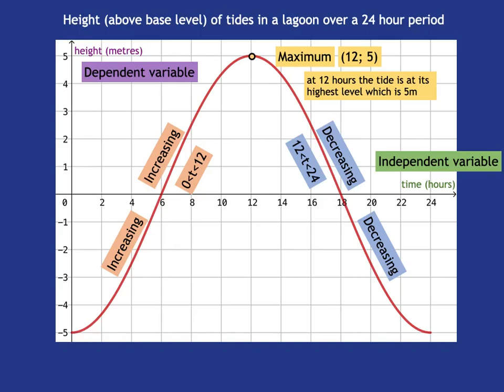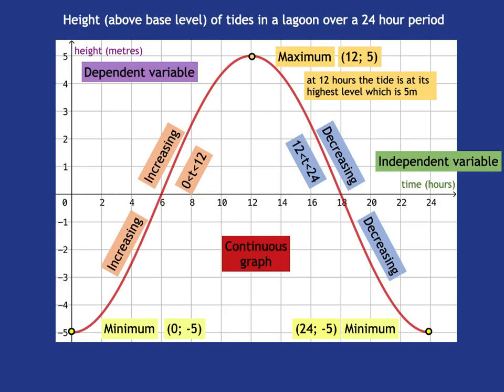Obviously, we might well also be interested in the lowest point. And in fact, if you look down here, there are two places where we're at the lowest point. And the lowest point is called the minimum, and the coordinates of the minima in this case are 0, negative 5, and the other one, 24, negative 5. And we could put that into words. Let's talk about that second minimum. That would say, at 24 hours, the tide is at its lowest level, and that is 5 meters below the base level.